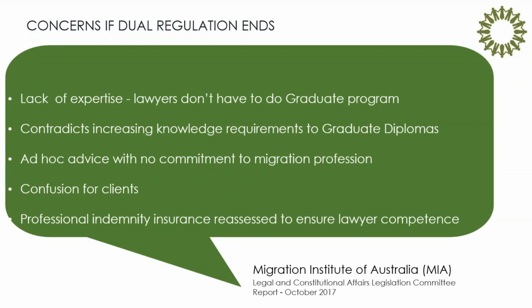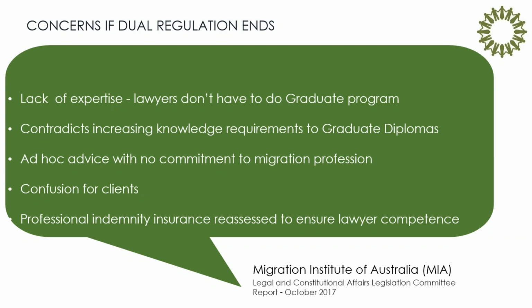But there are some concerns about whether or not we should go ahead with the ending of dual regulation. The Migration Institute of Australia said it could lead to a lack of expertise, as lawyers may not have the knowledge of migration law and policy, as they wouldn't have done the 12-month graduate diploma required for non-lawyer registered migration agents. And also the changes contradict the recent strengthening of entry requirements for migration agents, which have increased the 6-month grad certificate to the 12-month diploma.